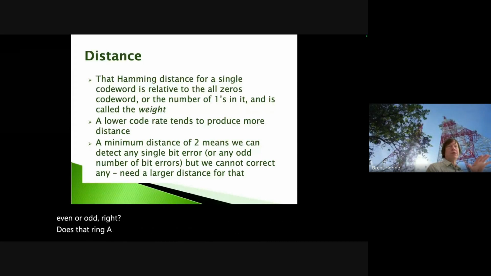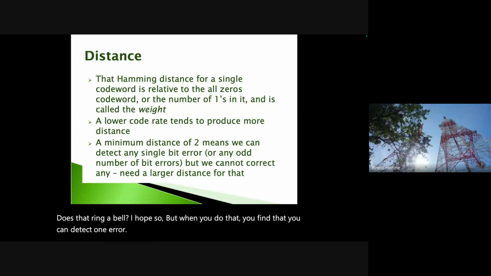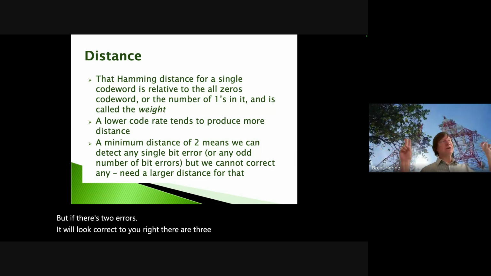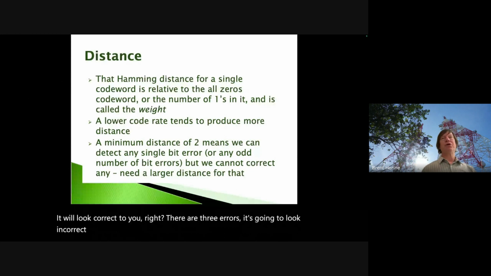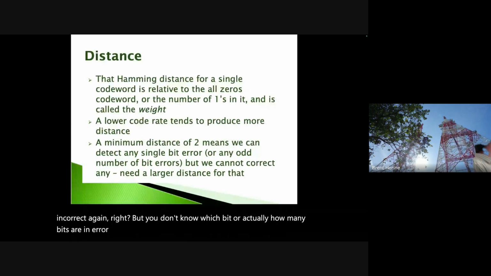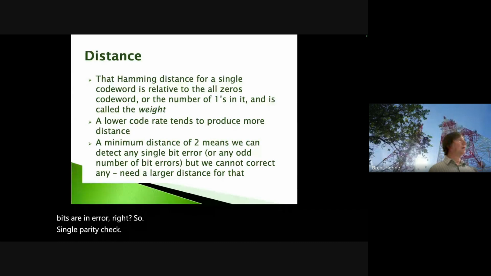I hope so. But when you do that, you find that you can detect one error, but if there are two errors, it will look correct to you, right? If there are three errors, it's going to look incorrect again, right? But you don't know which bit, or actually how many bits, are in error. So a single parity check gives you the ability to check for one error.